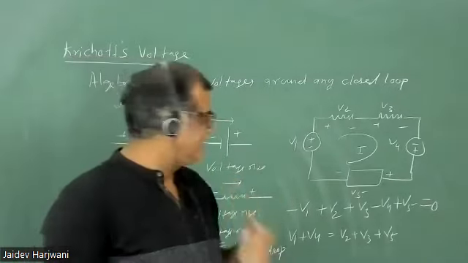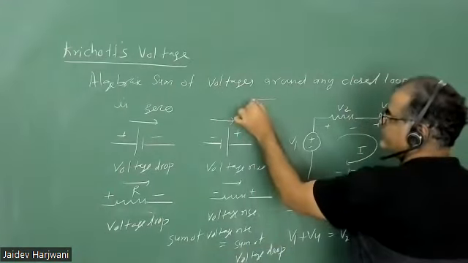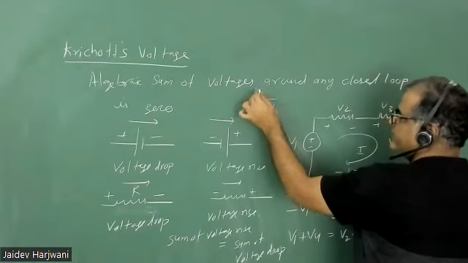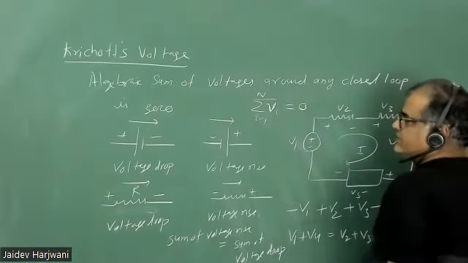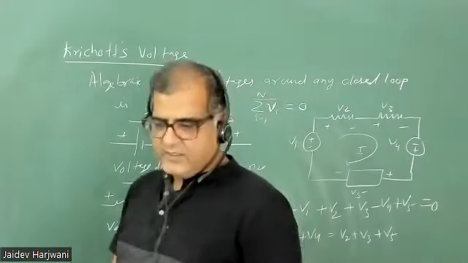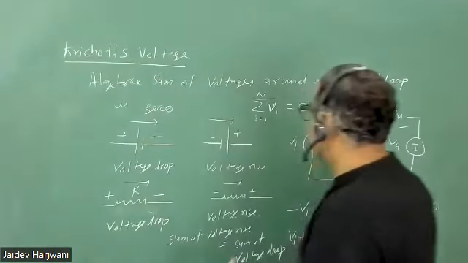So basically, the sum of voltages around any closed loop is zero. If I write this as sum of Vi, i equals 1 to n, the sum of voltages around any closed loop is zero. That is your Kirchhoff's voltage law. That is basically due to conservation of energy. This is basically the energy conservation law.